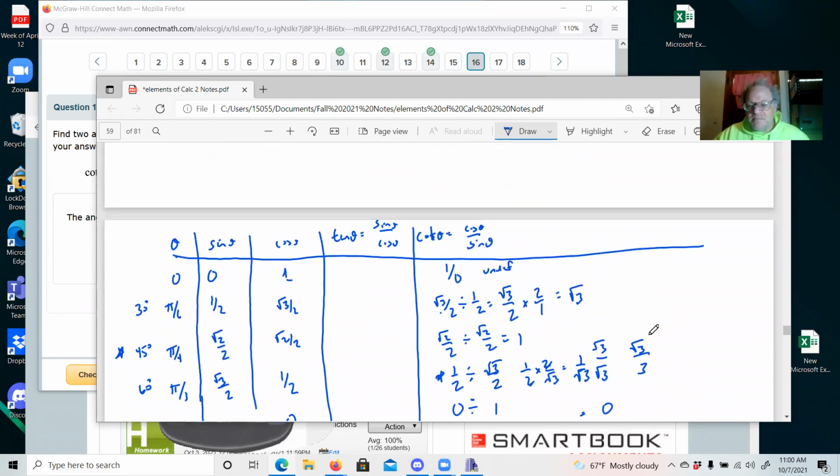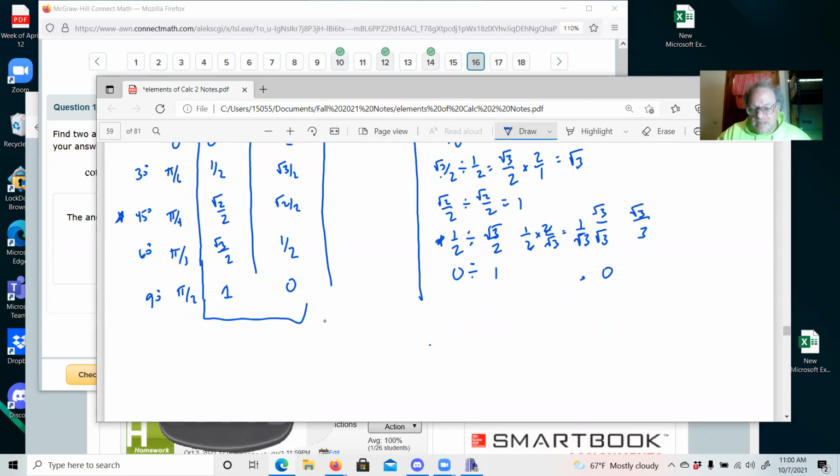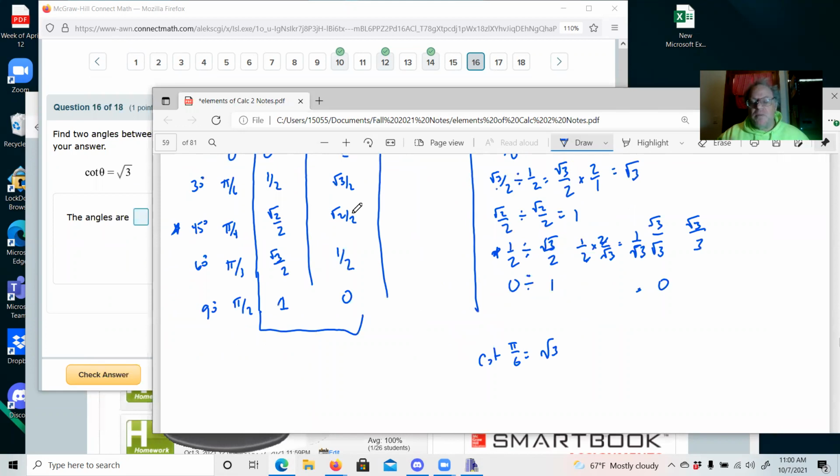Okay, so we have pi over 6. Angle, so cotangent of pi over 6, that gave us the square root of 3. What are we trying to do? We want that. Express your answers in radians, don't use decimals. Find two angles where that's going to be true.